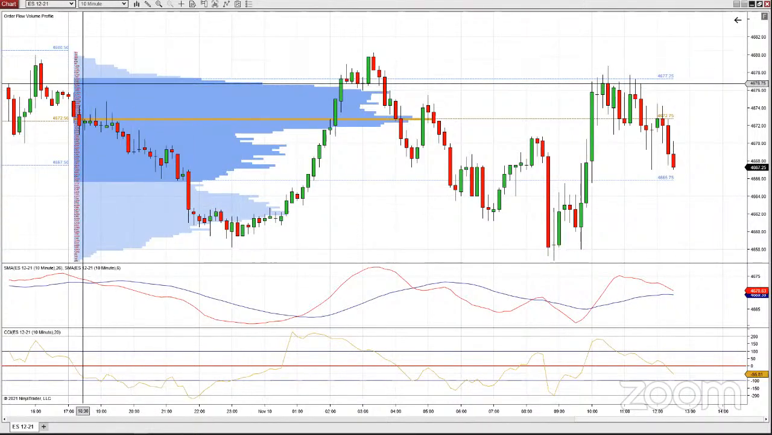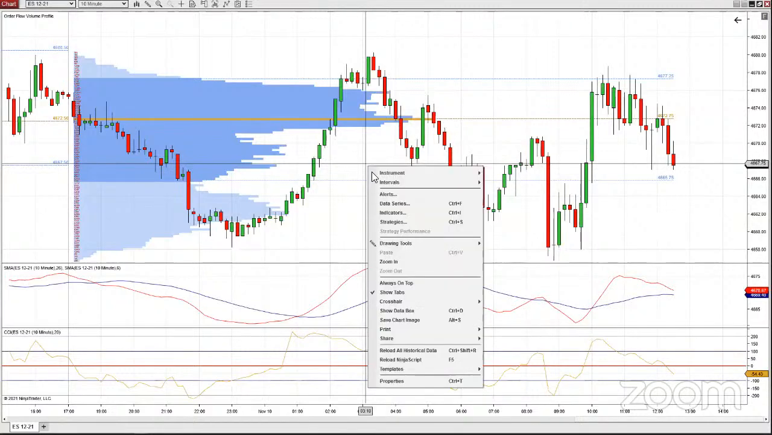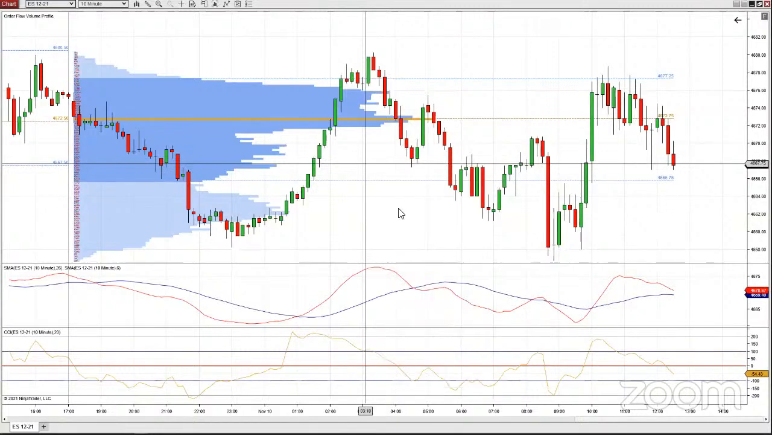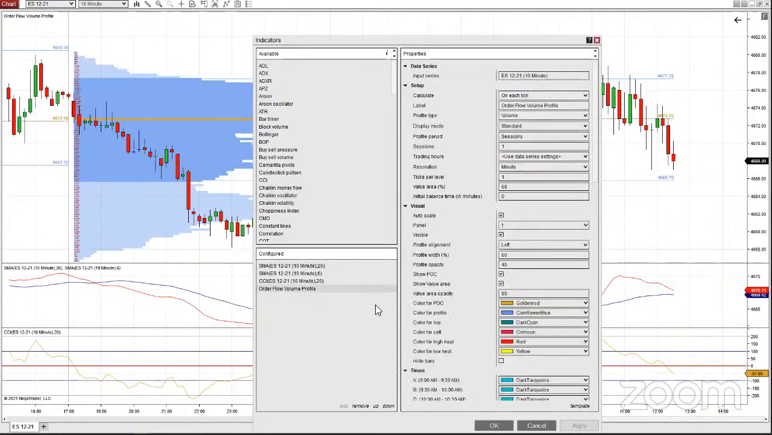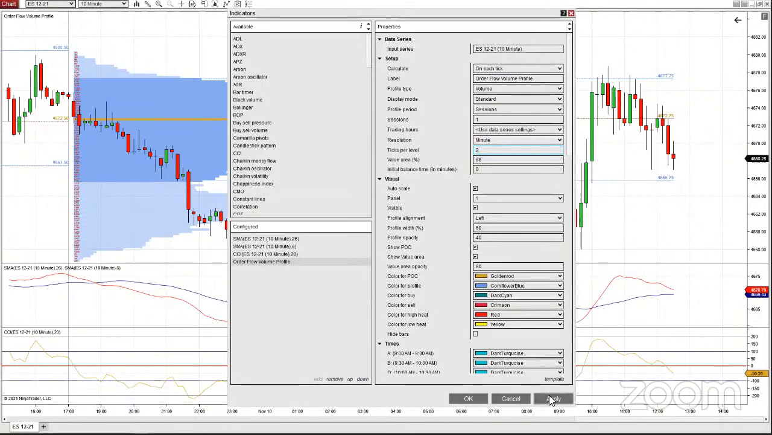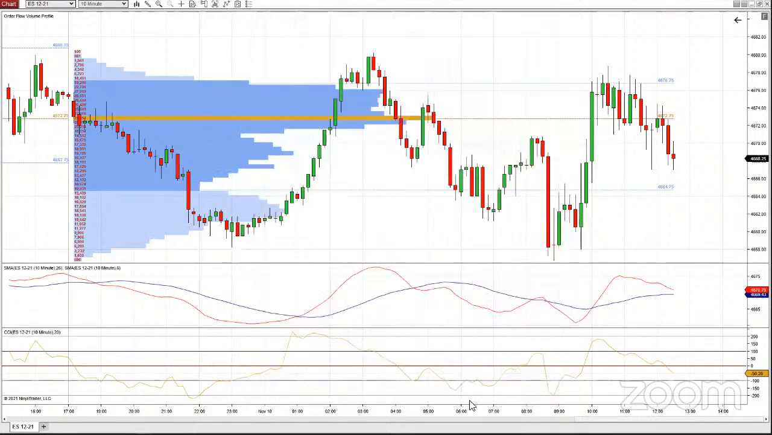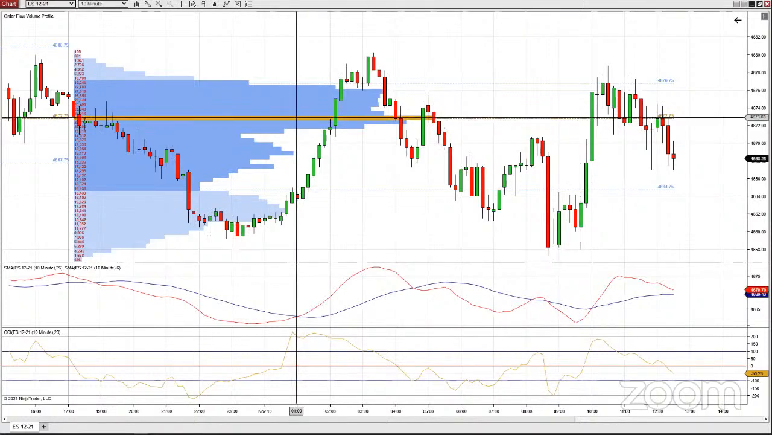So what I'm going to do though is change the height of the histogram bar so I can see it a little bit better. I'm going to go back into the indicators, highlight order flow volume profile, and then change ticks per level. We'll just change it to 2. And so now the height of each histogram is going to cover the volume associated with 2 ticks instead of 1, right? So this will be 2 ticks, 72, 75, and 70 and 73, right?